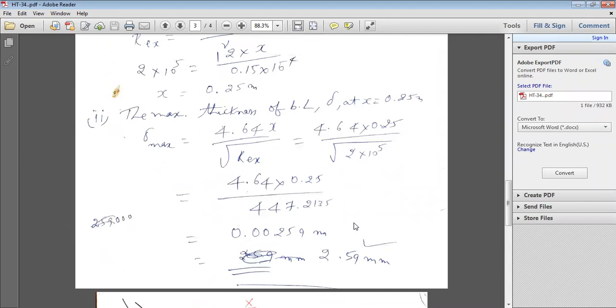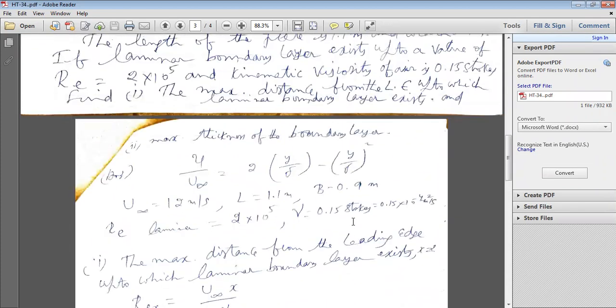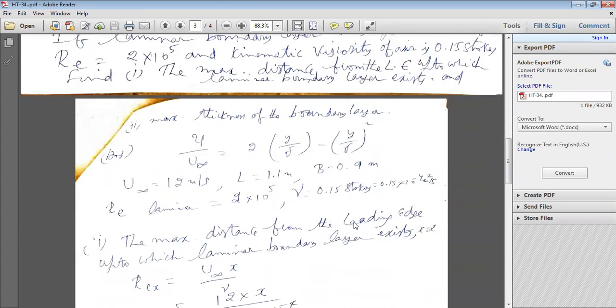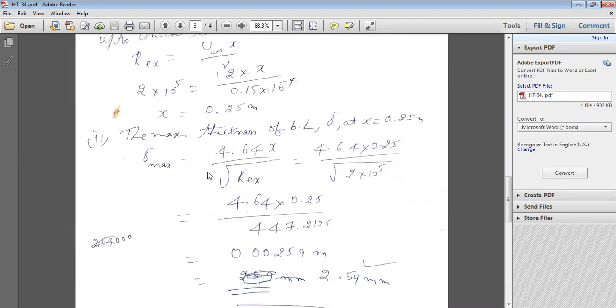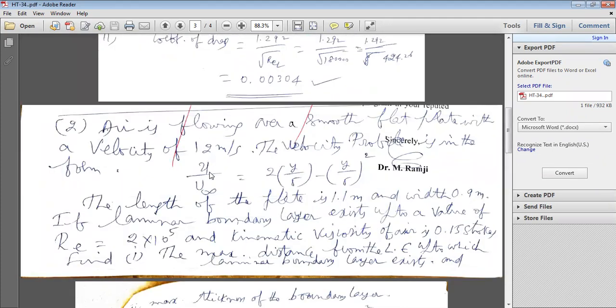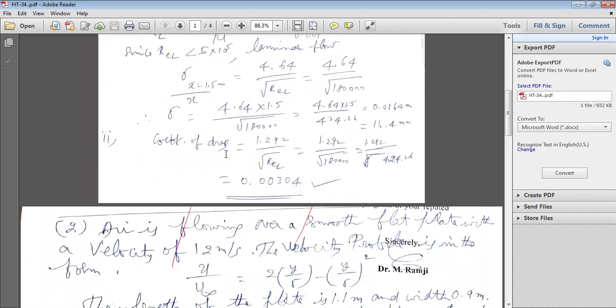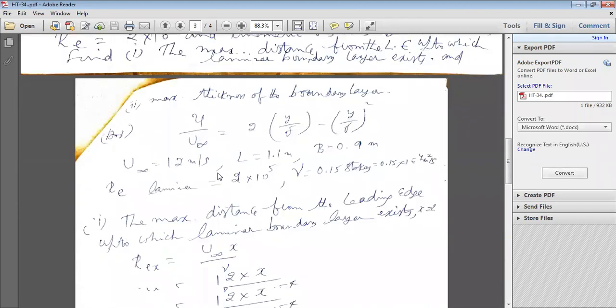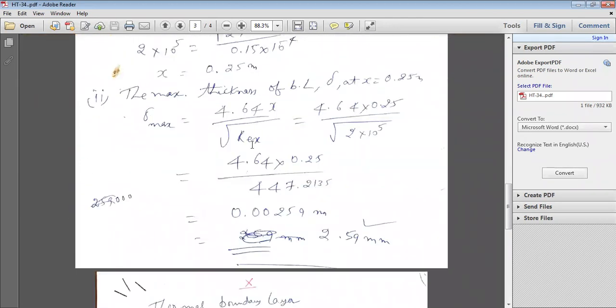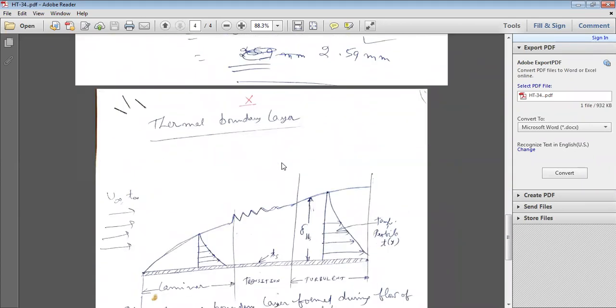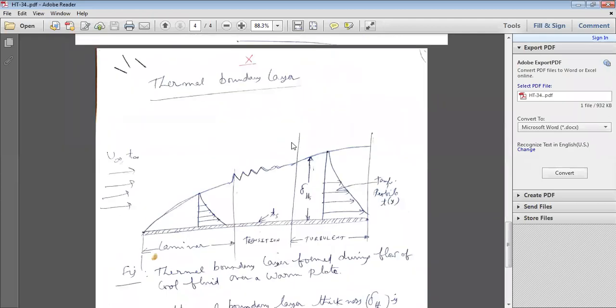So problems are very easy. Once you have the equations for boundary layer thickness, coefficient of drag and skin friction coefficient, the problems in convection heat transfer are very easy. So up to now, we have discussed the hydrodynamic boundary layer.